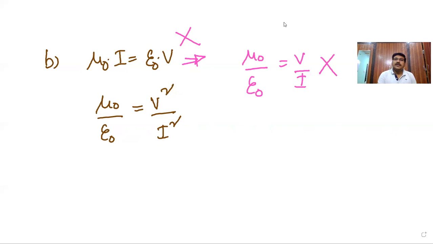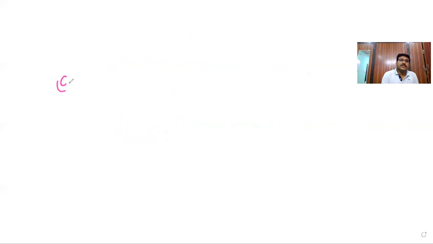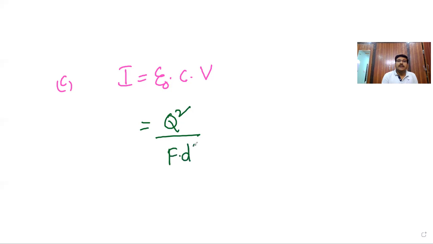Let us see the third option. Third option is C. What is the third option? That is I is equal to epsilon into C, speed of light, into potential difference. What is epsilon? Epsilon is Q square by F into D square, from the previous formula. Speed of light is distance by time, into voltage difference, that is the potential difference V.